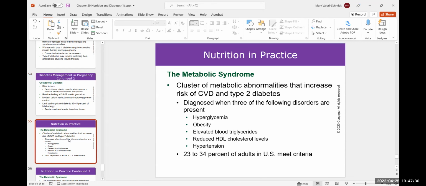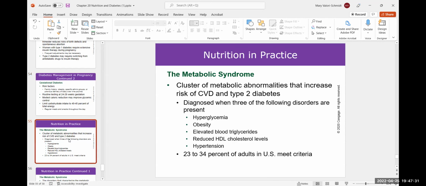Metabolic syndrome is this cluster of symptoms that increases the risk of cardiovascular disease and type 2 diabetes. When you have 3 or more of these things: hyperglycemia, obesity, blood triglycerides and cholesterol elevated, bad cholesterol elevated, good cholesterol too low, and high blood pressure. And it says here 23 to 34% of adults in the US meet that criteria. I would venture to guess that that number is much higher. I'd have to look that one up.